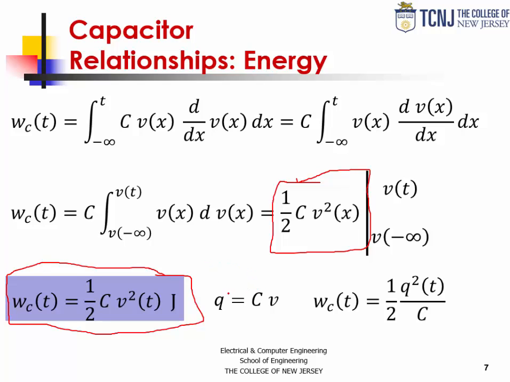If we recall that the charge that a capacitor can store is equal to the capacitance times the voltage, another expression for the energy stored in the capacitor is 1/2 the charge squared divided by C.